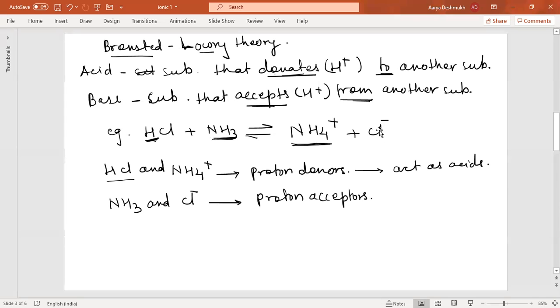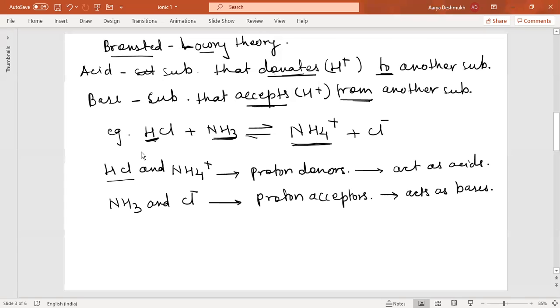Whereas in the case of the chloride ion, it accepts a proton and gets converted into hydrochloric acid. Don't get confused here. Here NH3 and Cl minus, these two are the proton acceptors. So proton acceptors act as bases.